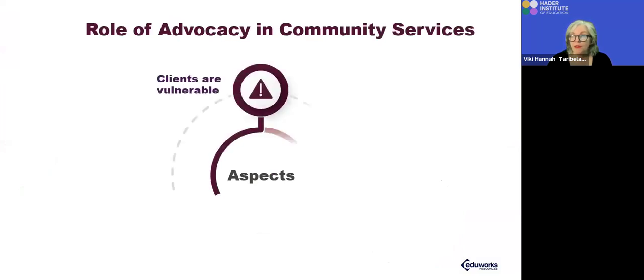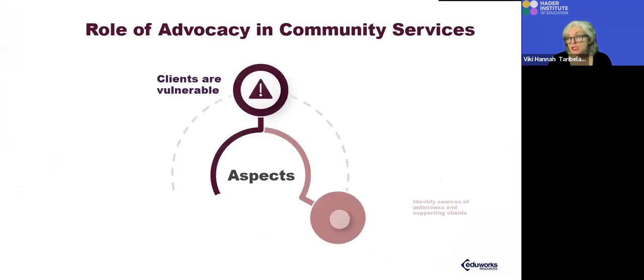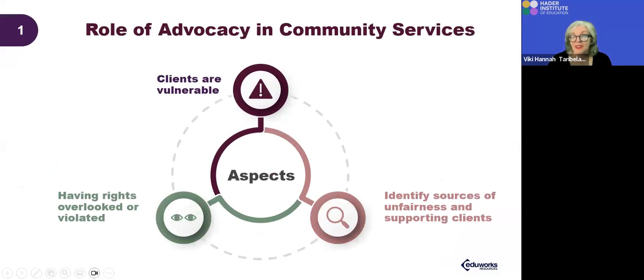So the role of an advocate in the community service sector and the studies that you're doing is that clients are vulnerable and need someone to be able to act on their behalf. Identify what the sources of unfairness or an imbalance is there and supporting clients. And then having rights overlooked or violated. They are the aspects that sit around why an advocate may come into that space.